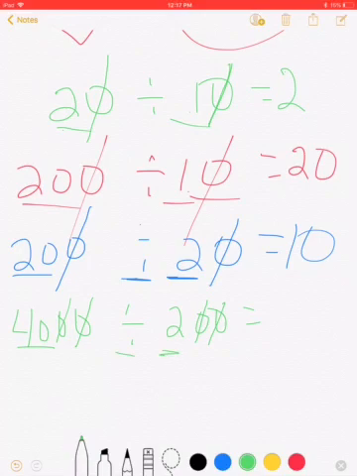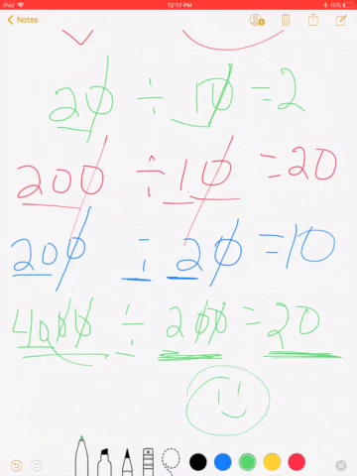So 4 divided by 2 equals 2. And I add this 0 at the end. 40 divided by 2 equals 20. Which really means 4,000 divided by 200 equals 20. So yay, base 10 numbers, yay. We did pretty good on that.